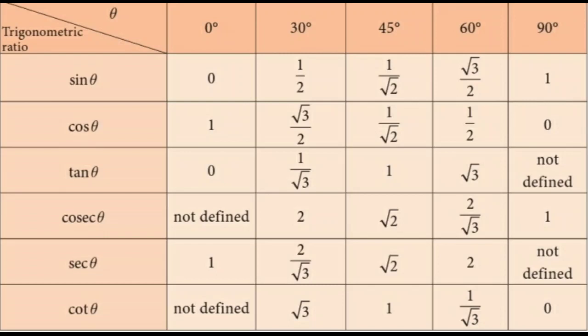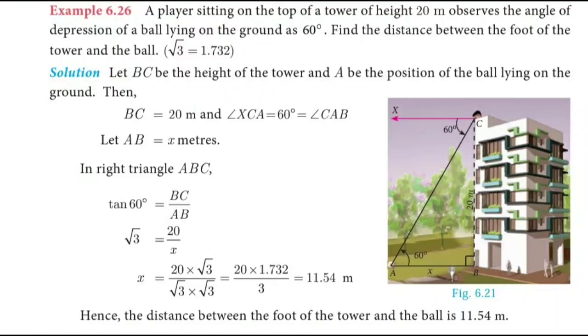That is the easy way. Now we see example 6.26. A player sitting on the top of a tower of height 20 meter observes the angle of depression of a ball lying on the ground as 60 degree. Find the distance between the foot of the tower and the ball. Root 3 is equal to 1.732.